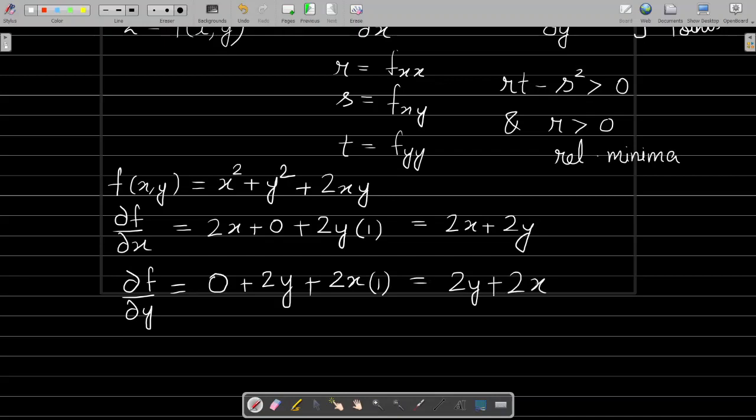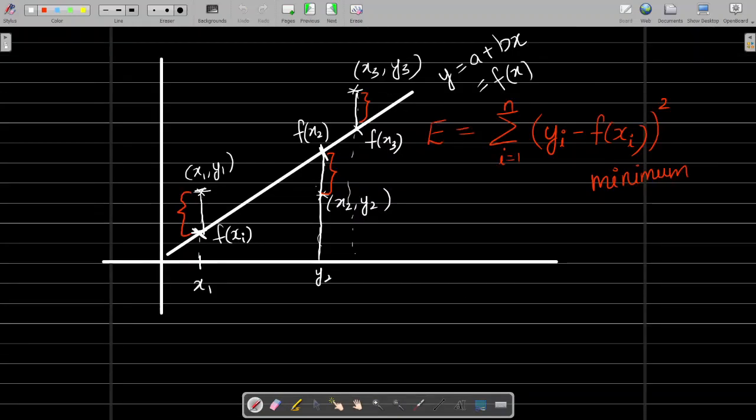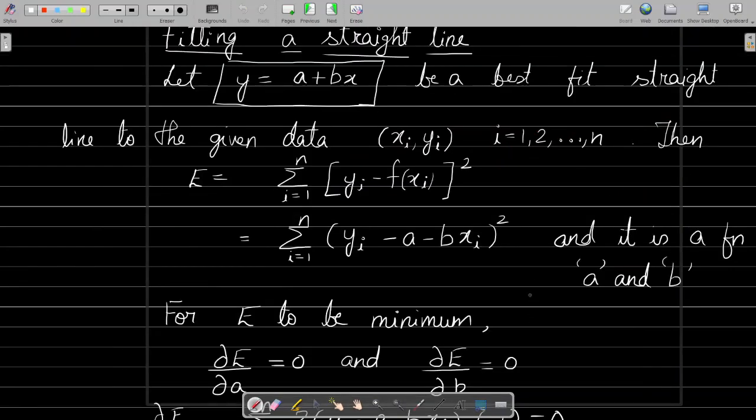Now we will use this method here. So the principle for fitting a straight line. This is the first topic. Suppose we are given data, say x1, y1, x2, y2, etc., xn, yn. We are trying to fit a straight line, so we will find the equation so that we can fit a straight line to the given data. Look at this here, y equal to a plus bx. We are trying to fit this straight line to our given data. So let y equal to a plus bx be the best fit straight line to the given data xi, yi, where i equal to 1 to n.